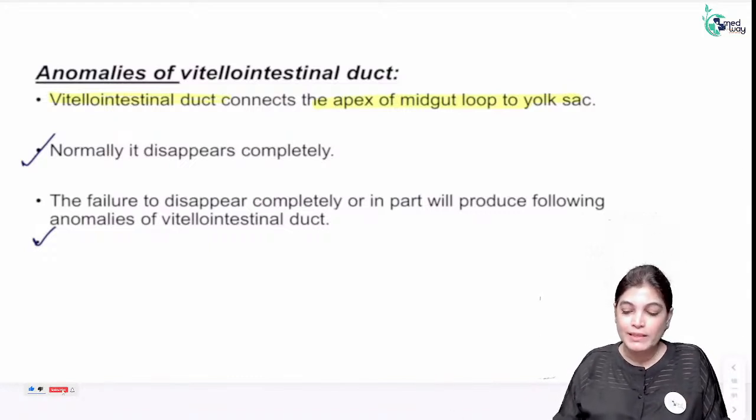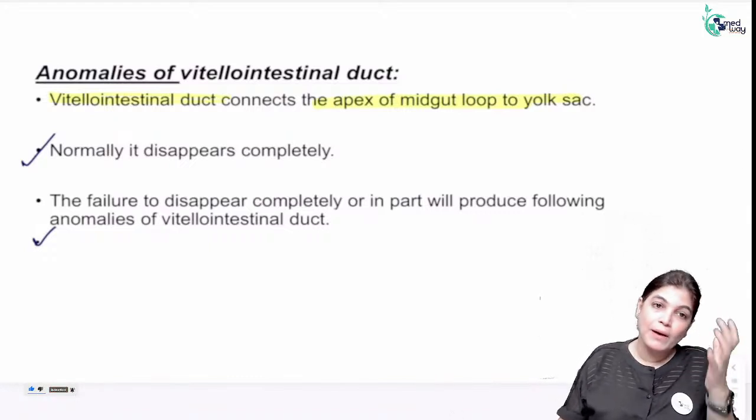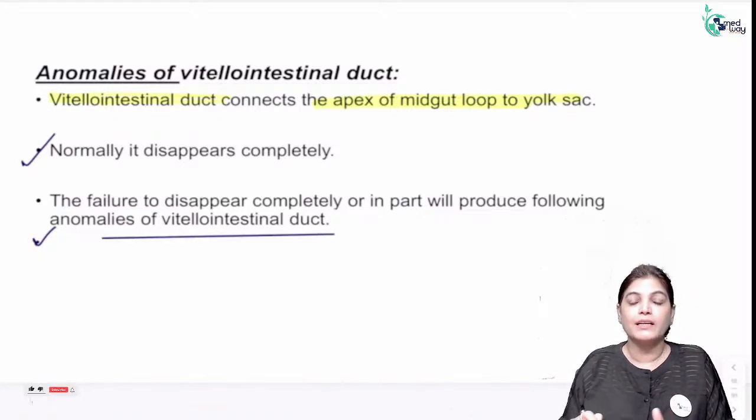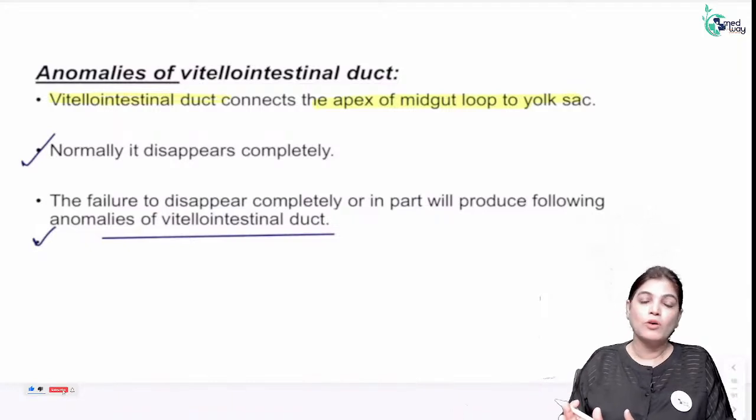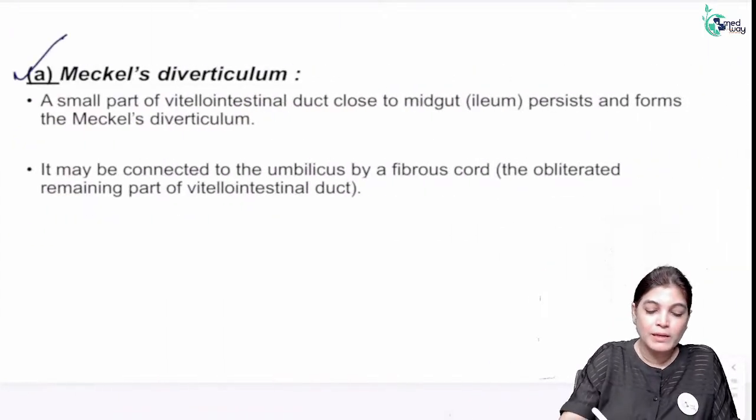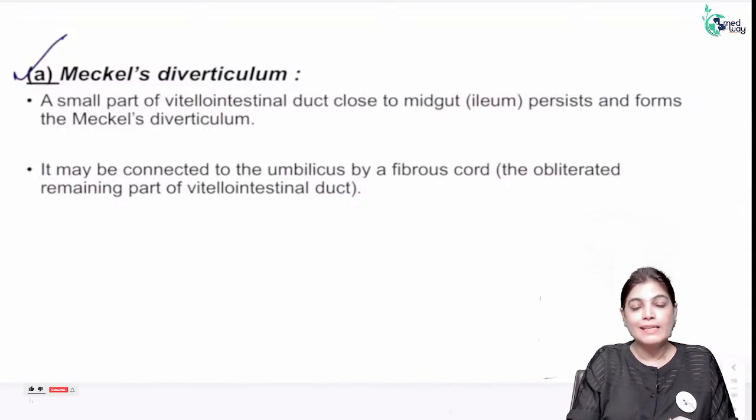Okay, complete obliteration is not there, and a part of it persists, and this will lead to anomalies of the intestinal duct. And I would like to talk briefly about the anomalies of the intestinal duct. One anomaly which is commonly seen in the population is Meckel's diverticulum.